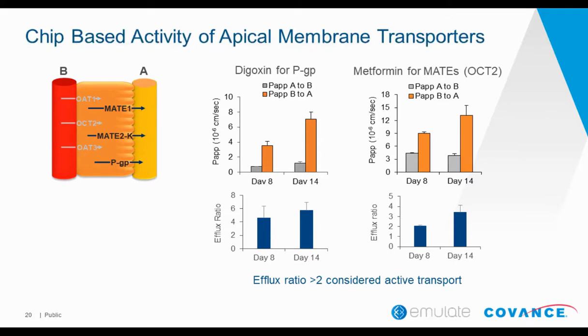However, that changes when we move forward to the chip-based model. So again, showing the exact same compounds here, digoxin for PGP, metformin for the MATEs, as well as OCT2 activity. When we look at those transporters expressed on the apical membrane, we see a much greater efflux ratio for PGP as compared to the transwell membrane, as well as metformin, basically showing the activity that one would expect. Again, just meeting that threshold of 2 on day 8, but then exceeding it on day 14, showing us good active transport within the system.